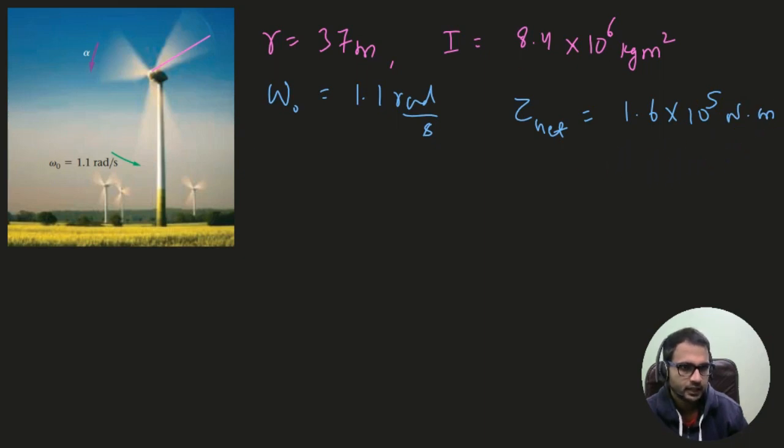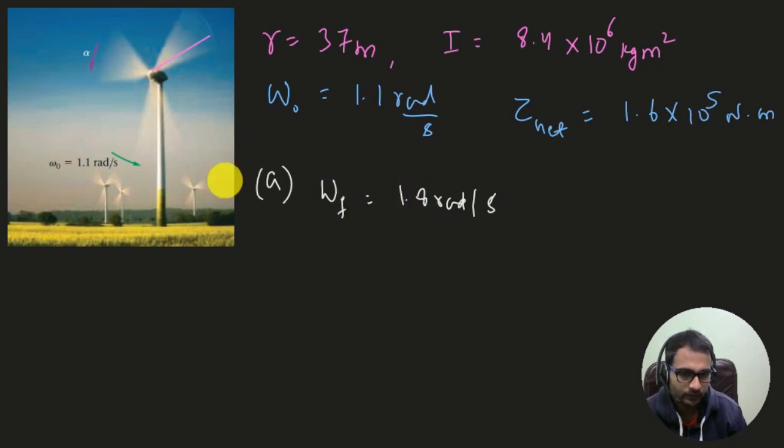Now there are two parts that we need to solve in this problem. In the A part, we need to find how many rotations it takes for the angular speed to increase to 1.8 radian per second. So when the final angular speed becomes 1.8, how many times have the blades rotated? This is what we have to find in the A part. Now this problem is basically a kinematics problem. If we are able to calculate alpha, we can use the kinematic equations to find the rotation it took to reach this much speed.